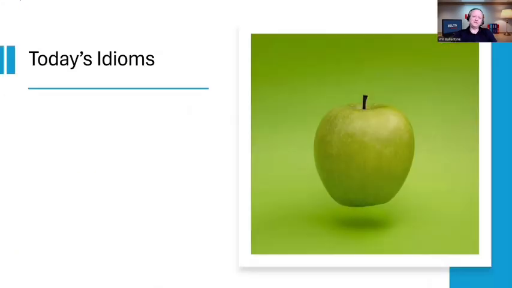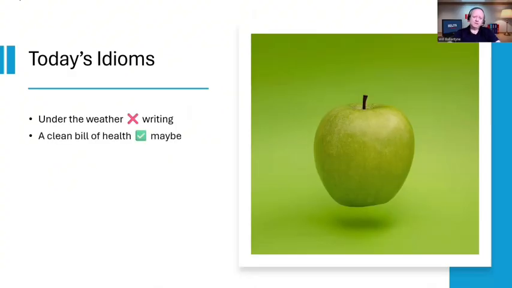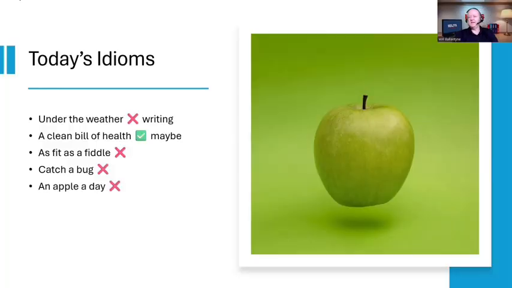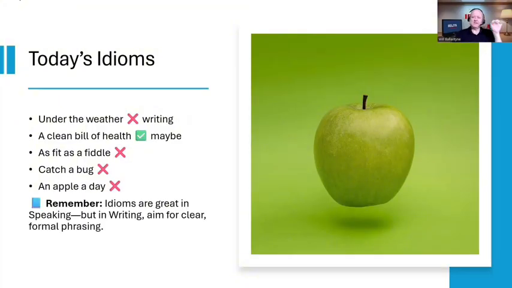All right, so today's idioms were under the weather. That's not good for writing. Clean bill of health could be okay for writing, but in general, it's very good for speaking. As fit as a fiddle, not good for writing, good for speaking. Catch a bug, good for speaking, not for writing. An apple a day, again, is better for speaking and not for writing. And I would say all of the ones today are best for speaking, as usually idioms have to be very specific for the writing. So they're great for your speaking because of that natural spoken English element.